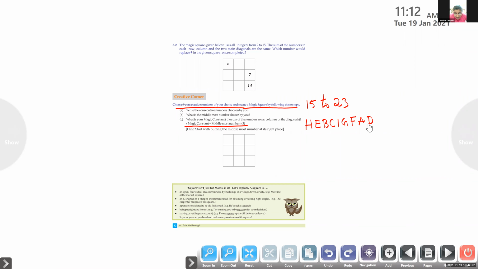Ma'am, numbers from 15 to 23. Ma'am, is 57 the sum? Yes, 57. Middlemost is 19. Very good. Who got the answer? Middlemost is 19. Yes, good. Who got? Gauri, Anand, Sriram also got the sum. Very good.